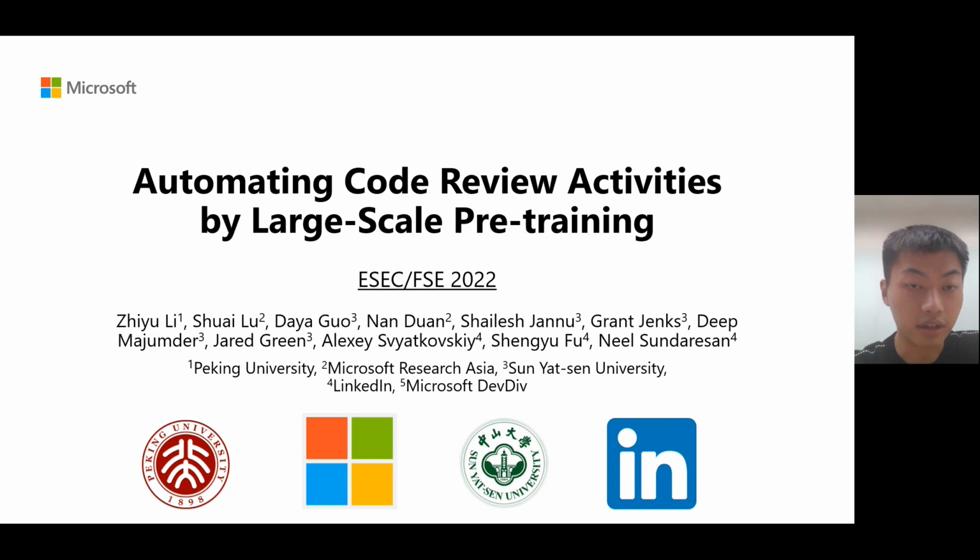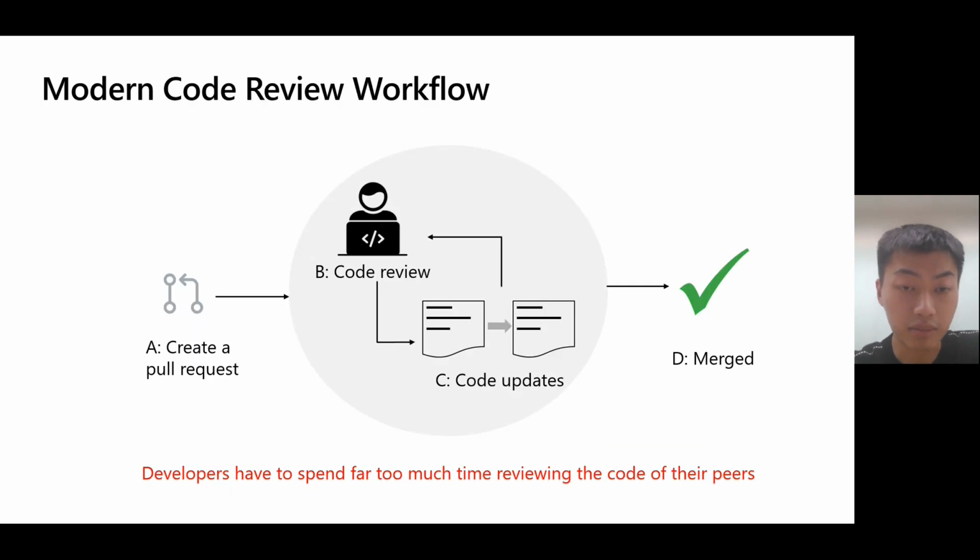Code review is an essential part of the software development lifecycle, and here is a workflow in modern code review. It starts with creating a pull request by a contributor. The contributor has made some changes based on the original code, and then the reviewer will examine the code and give review comments. According to the review, the contributor will revise the code, and the reviewer will do the code review again until the code meets every requirement and the pull request will be merged into the original code.